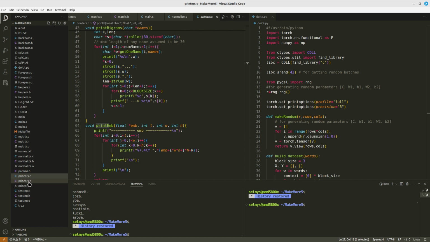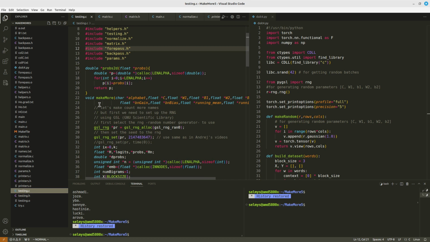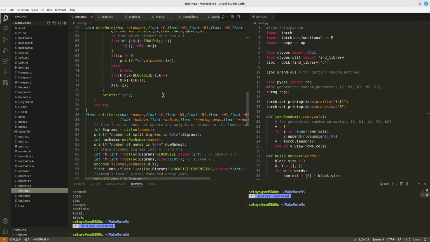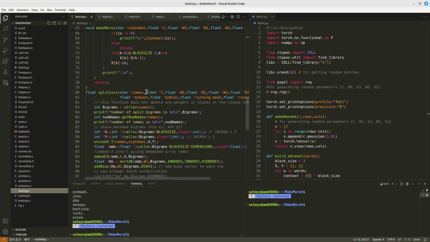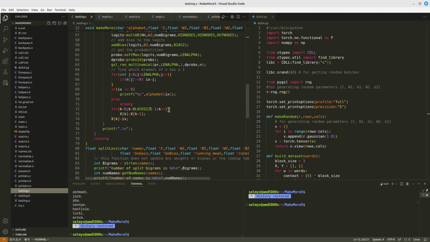And then finally, the last C program I have is testing.c. This is where I use MakeMore to create more names. I also have a function here for split loss. This is where I split all the data into 3 chunks, which I think I went over: the training section, the development section, and the testing section. And I think those are the only functions I have in this part.